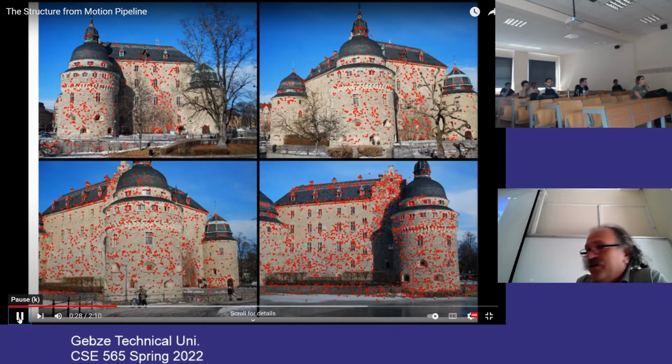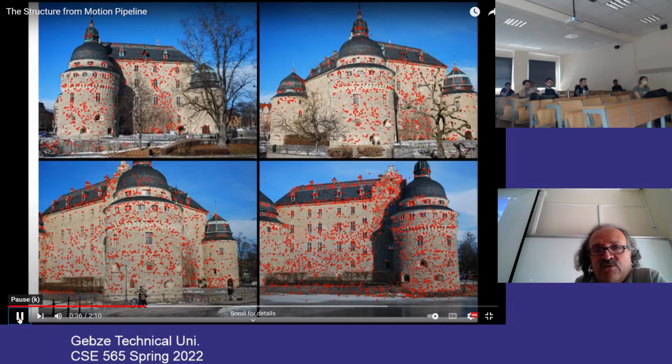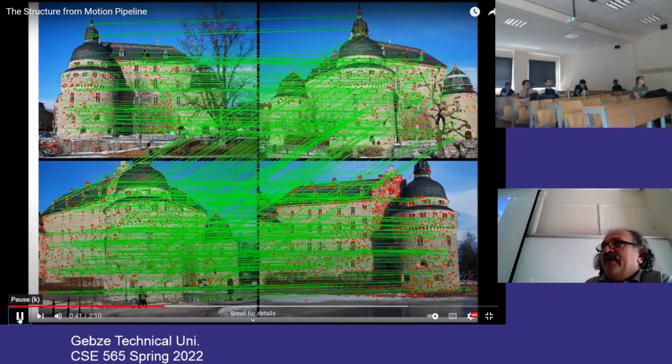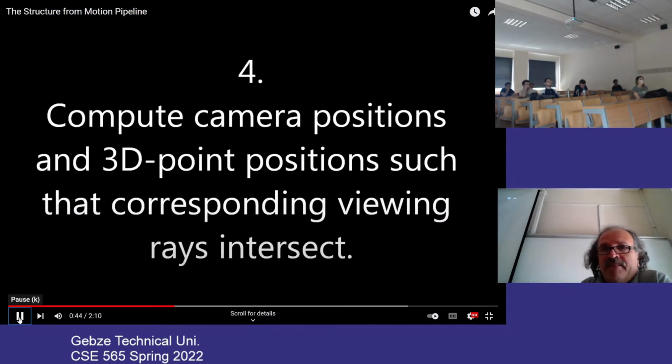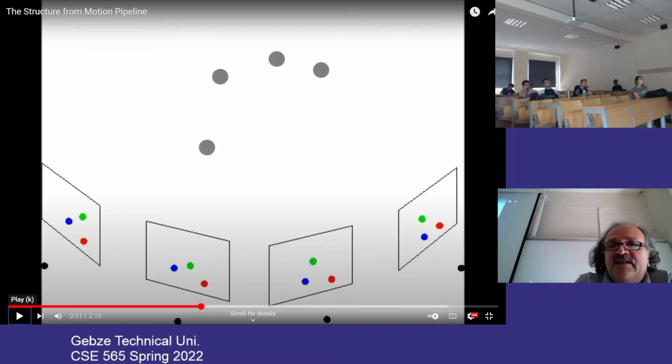So identify the points, those red dots, and search for correspondence using some kind of a RANSAC algorithm or the algorithms that we have talked about. So these are the correspondences between all those images. In a way, I am calculating the optic flow vectors. Then compute the camera positions and 3D point positions such that the corresponding viewing rays intersect, exactly like that. The picture that I am trying to show you: these are 3 points in the real world.